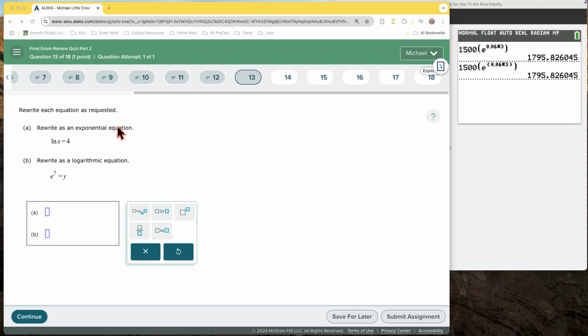So rewrite each question as requested. We're rewriting a logarithm as exponential and an exponential as a logarithmic. I'm going to start with this logarithmic expression because then it'll help explain the first one a little more clearly.